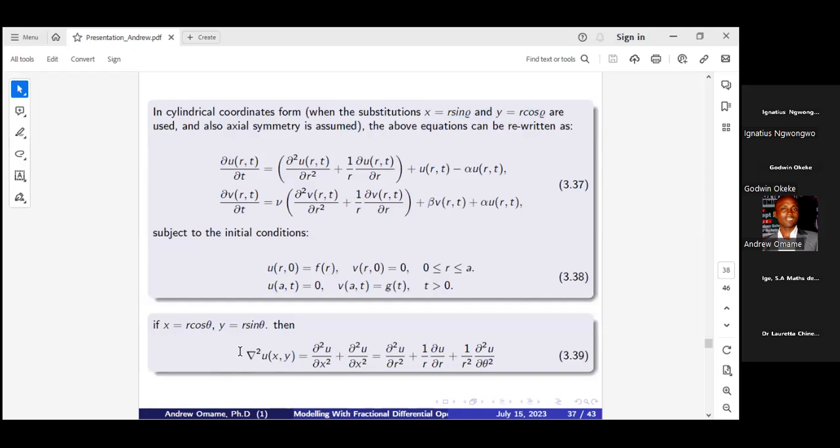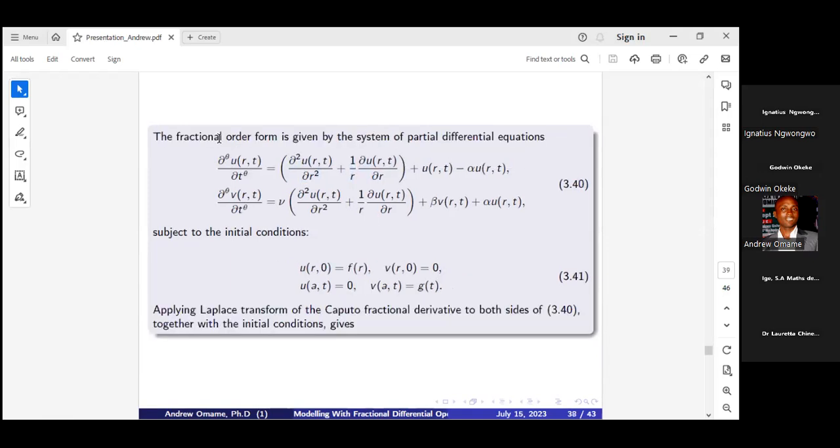I've written down here, if x is r cos theta, y is r sin theta, then this is actually equal to this. If you maintain axial symmetry, the terms containing theta go away. So you have just this other term remaining. For this one, there is a standard expression for the finite Hankel transform, which we can use. So we are now solving the fractional form of this coupled partial differential equation. Look at the fractional form of the previous equation in 3.40.